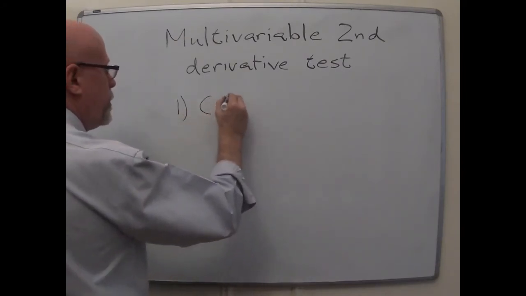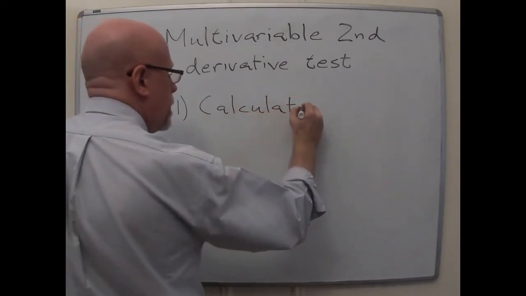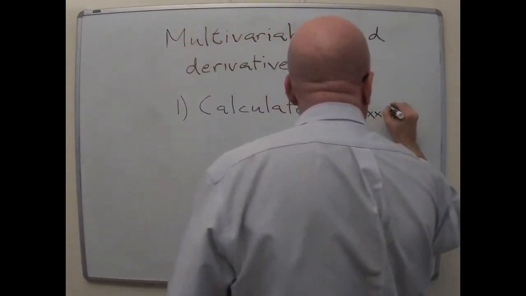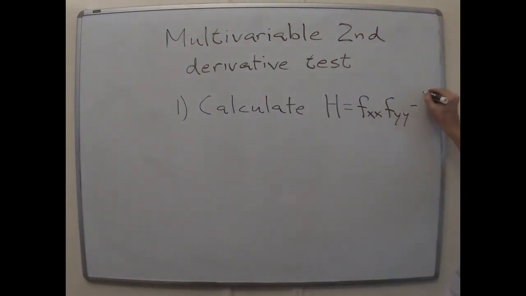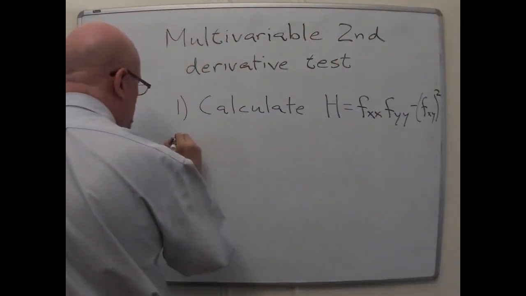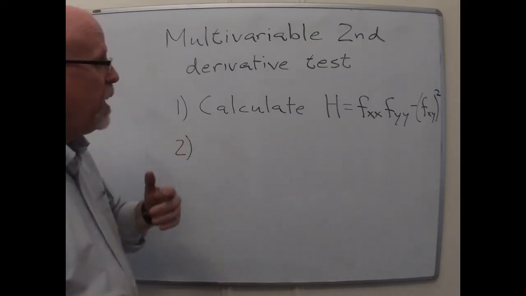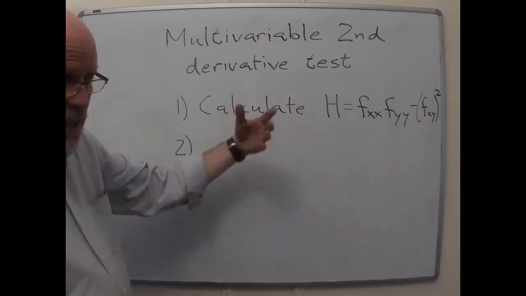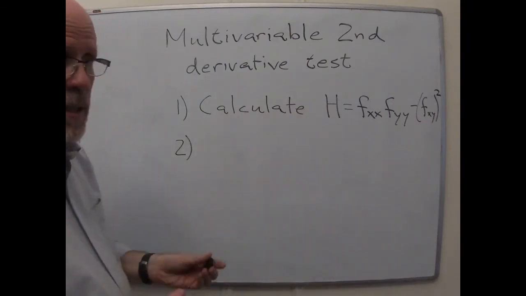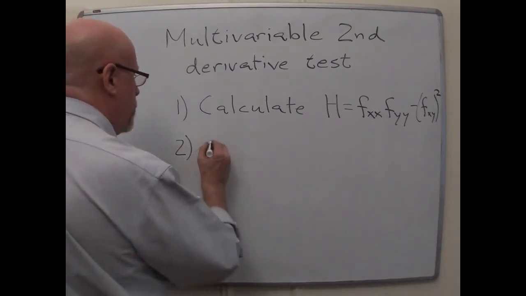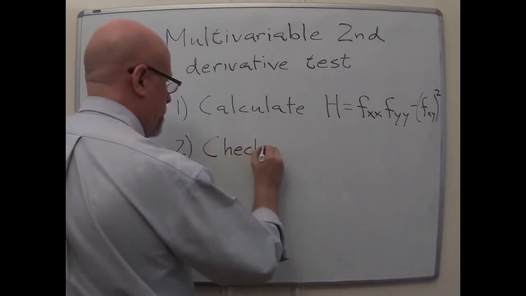You first calculate h. I'll write it again one more time. F sub double x times f sub double y minus the square of the mixed partial, f sub xy. You check the sign of that. And by the way, that's a good way to say it. You don't care what the value of it is. You just care whether it's positive or negative. So a lot of times you can figure out whether it's positive or negative without ever having figured out what exactly it is. So you check the sign of h.